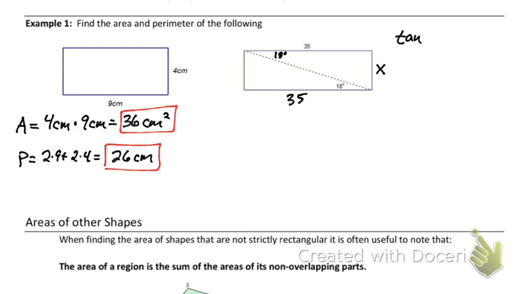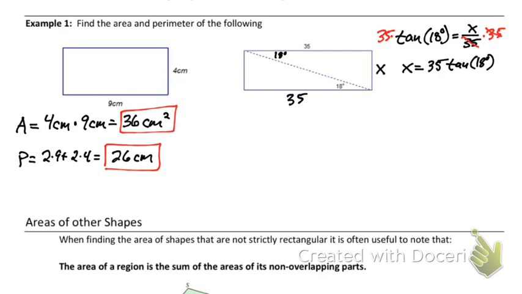So tangent of a given angle, in this case 18 degrees, is going to equal opposite, which is x, over 35. All right, now we just want to get x by itself. I need to get rid of this dividing by 35. What do I have to do to this side to get rid of that 35? Victoria? Multiply by 35. But what I do to one side, I have to do to the other side.